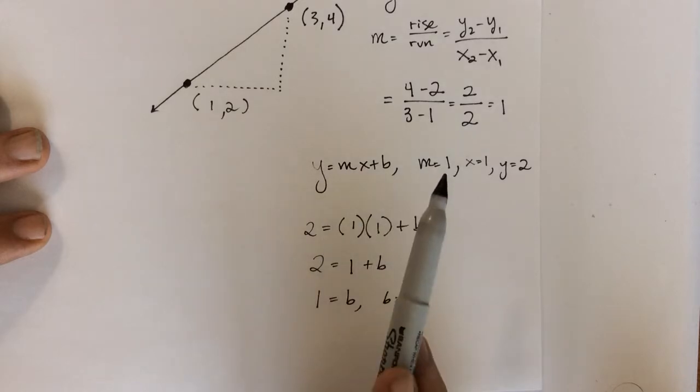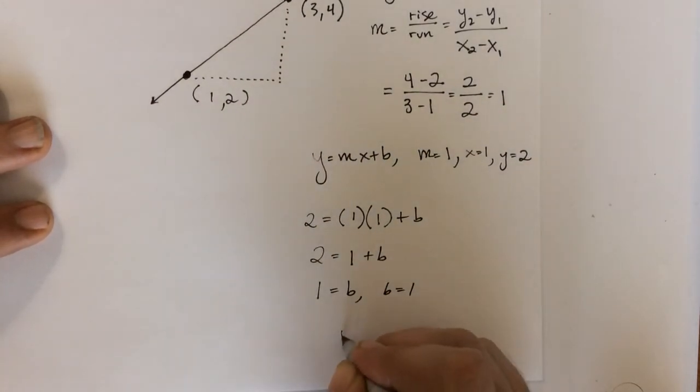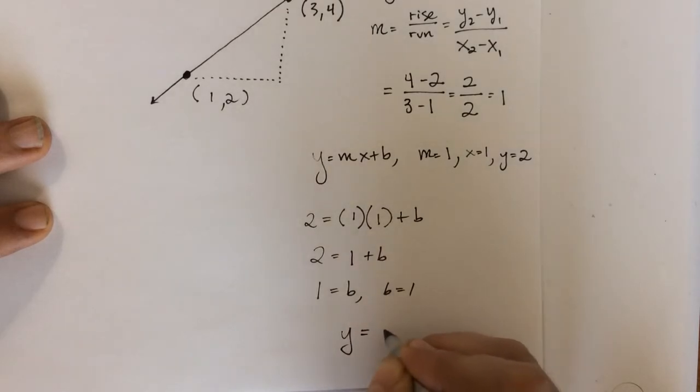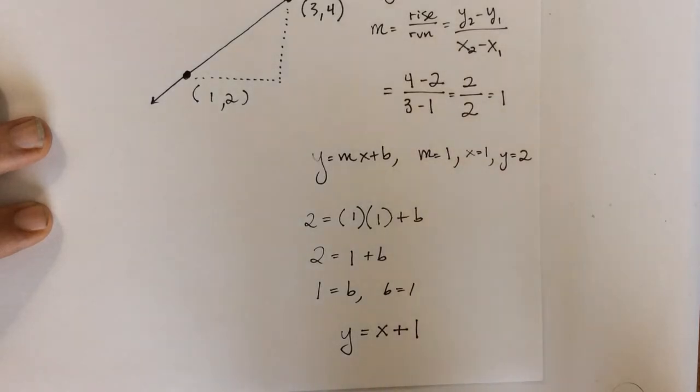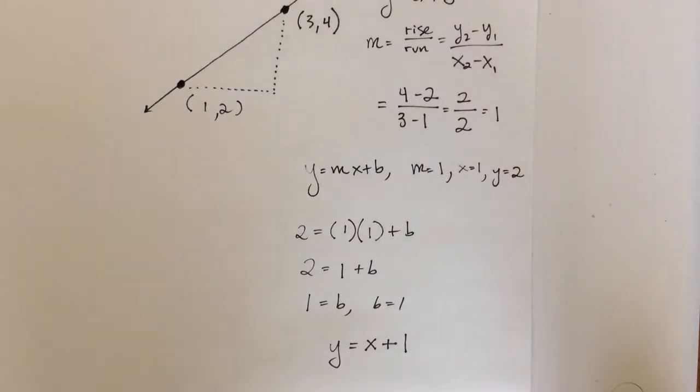I already found my m up here, so now I have my m and my b, which means I have my whole equation, y equals 1x, or just x, plus 1. So that's how we find the equation of a line that passes through 2 points. There's only one, and this is the equation in y equals mx plus b form.